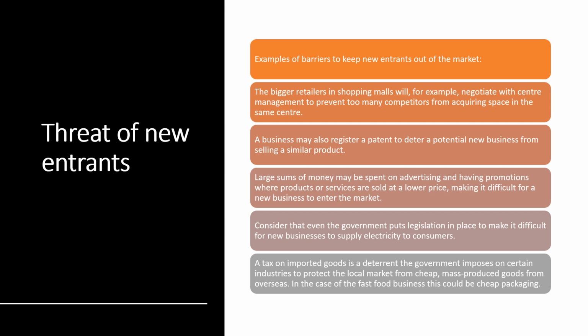Sometimes government puts in barriers to entry and may have legislation that prevents other people from supplying a similar service or product. Eskom is an example of that. They have the sole right to the electricity grid in South Africa, and so no one else can just simply come in and provide electricity because of government regulation.